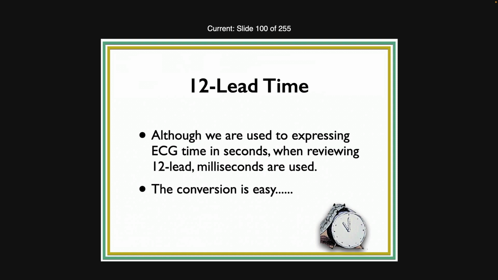Unfortunately, the hospital 12 leads use milliseconds to say the same thing, okay? So instead of 0.12 seconds, they'll say 120 milliseconds. It's the same thing. But you have to be comfortable going back and forth because you also have to be able to read hospital 12 leads.